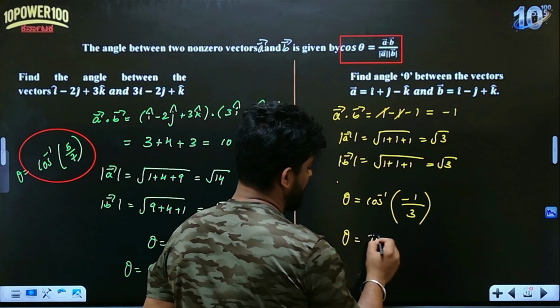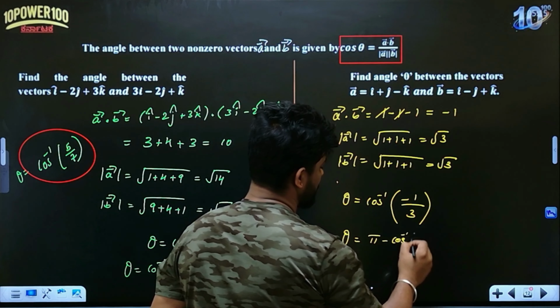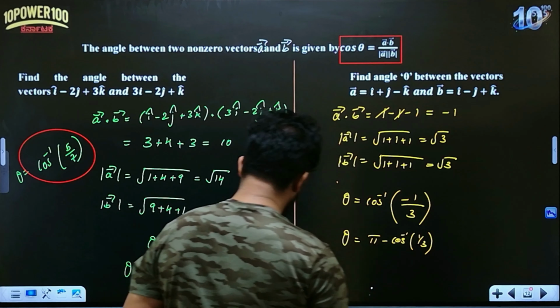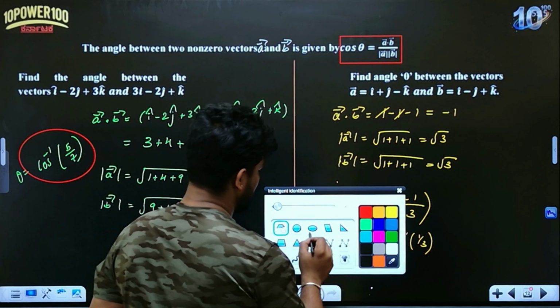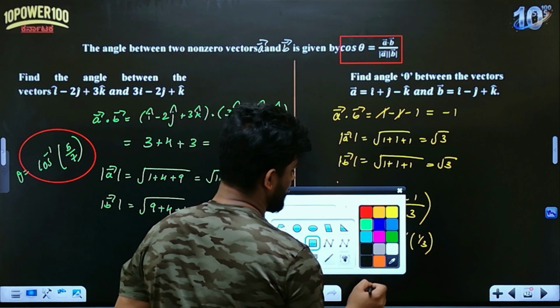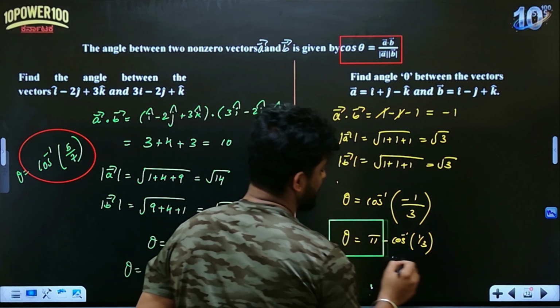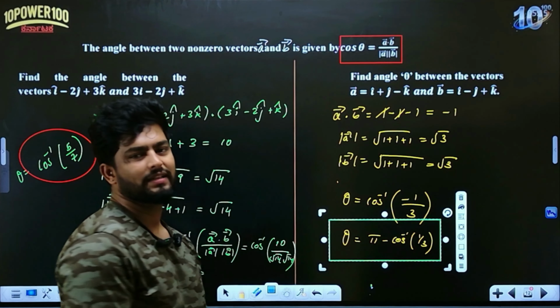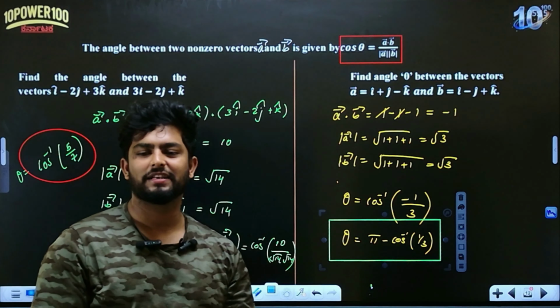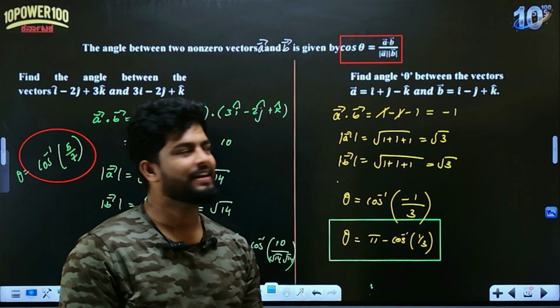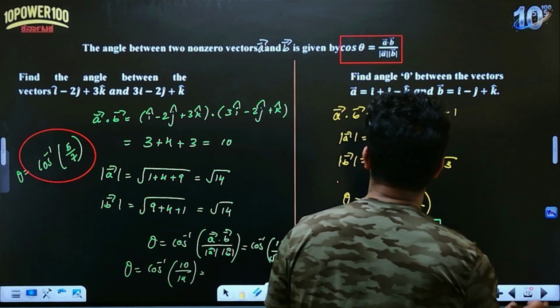So this is pi minus cos inverse of 1 by 3 in the board exam. So with this, we can conclude that theta is equal to pi minus cos inverse 1 by 3 is the final answer. Okay, so this is about the angle between two vectors.